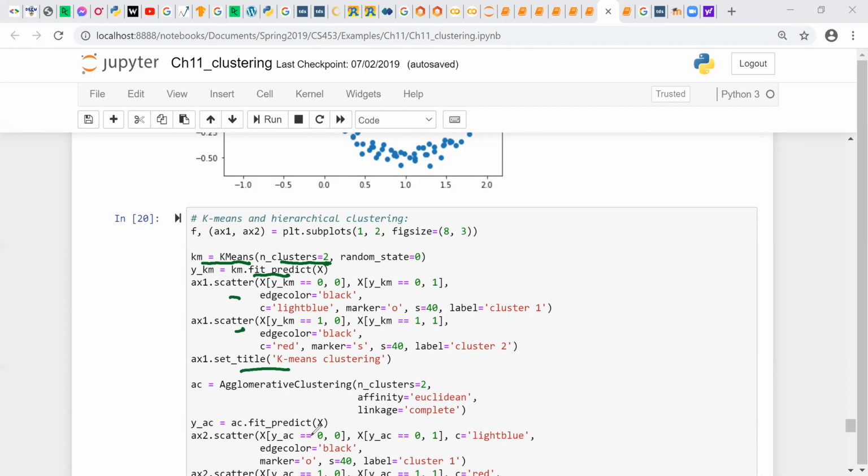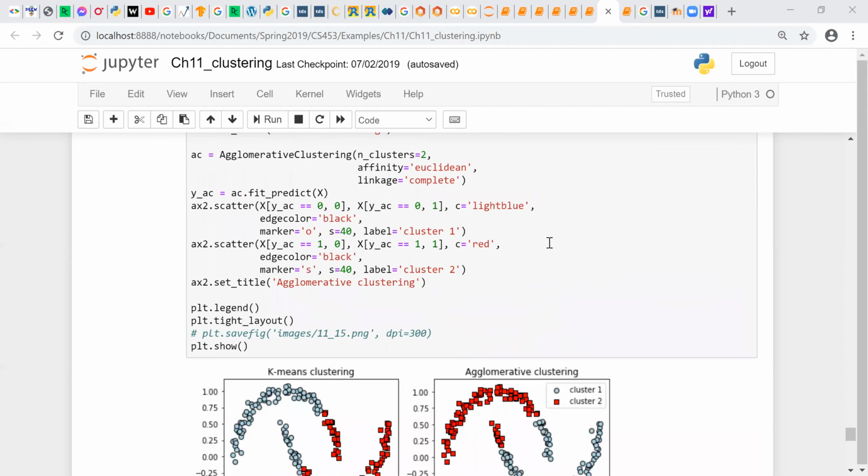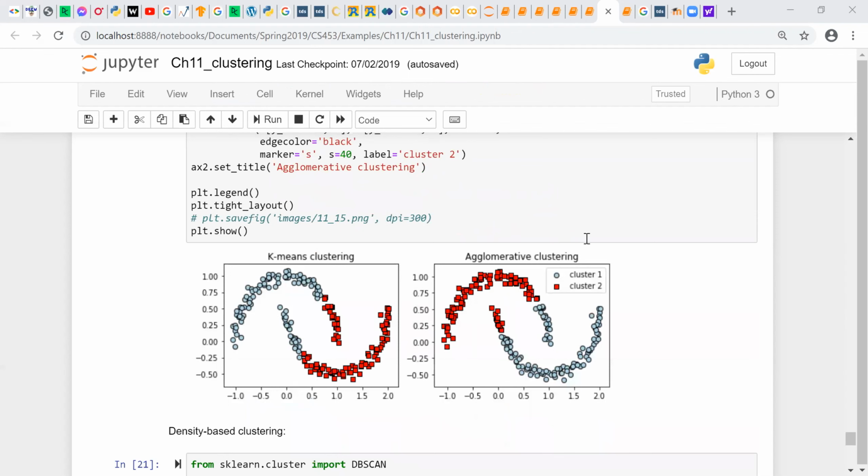The second approach we do is agglomerative clustering. Same thing, we do 2 clusters, and we use complete linkage. And then after this, we can take a look at the result.